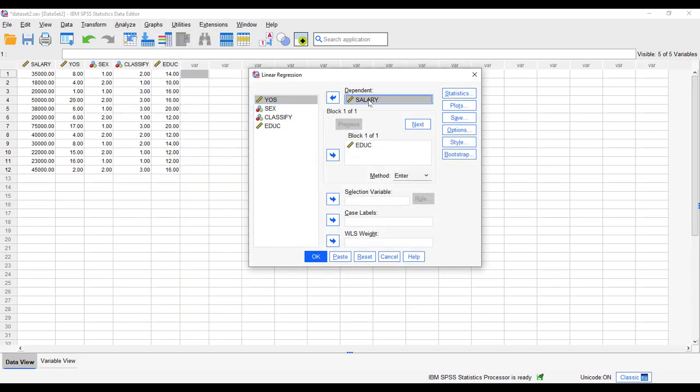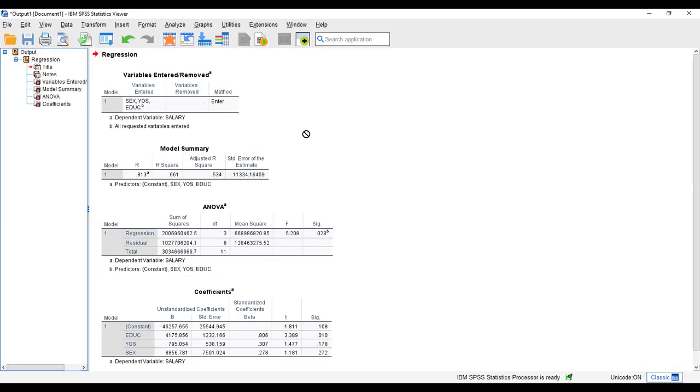Salary is our dependent variable. We are trying to predict it from education, years of service, and sex. So we put all 3 of those variables in block 1 and click OK to run it.